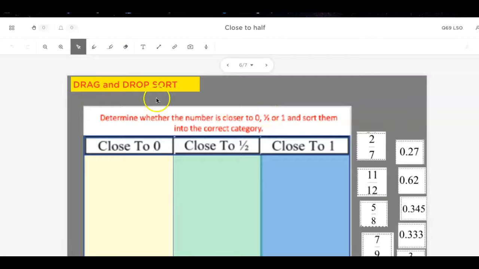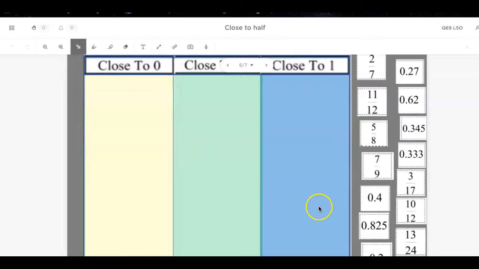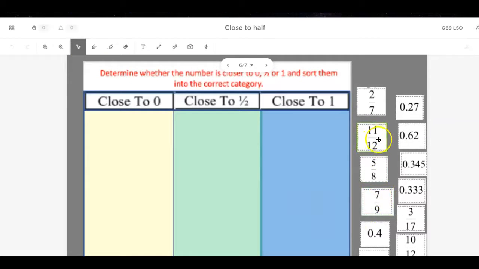And then our 6th page, this is a drag and drop sort. You're going to look at these fractions and decimals and decide if it's close to 0, close to half, or close to 1. Well, let's look at 11/12 for a minute. If we take half of 12, 12 divided by 2 is 6. So 6/12 would be half. 11 out of 12 is a lot bigger than half, and it's almost the whole thing. If I had the whole thing, I would have 12 out of 12. Okay, so I know that that is close to 1.